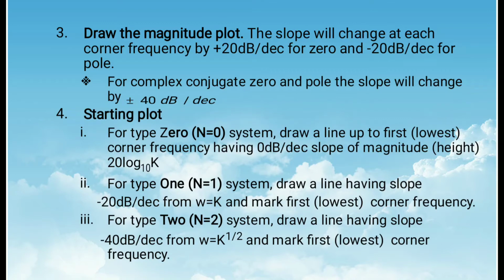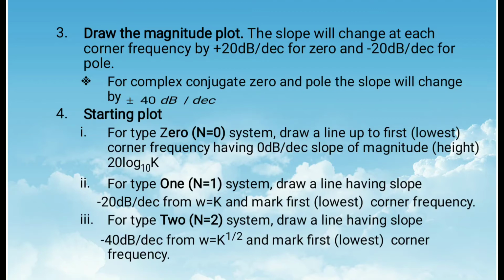Suppose we have a slope of minus 20 dB for one pole, and we have another pole of minus 20 dB, then the resultant slope is minus 40 dB. And the same for a complex conjugate zero or pole: the slope will change by plus 40 dB and minus 40 dB respectively. For the complex zero it is plus 40 dB, and for the complex pole it is minus 40 dB.